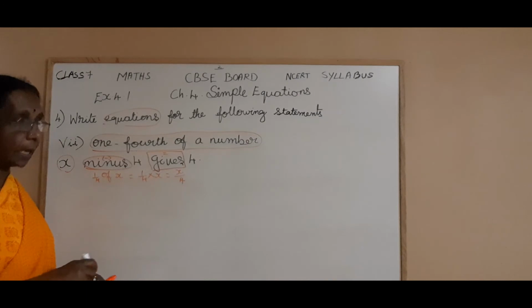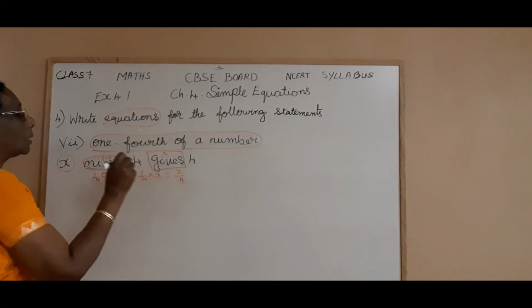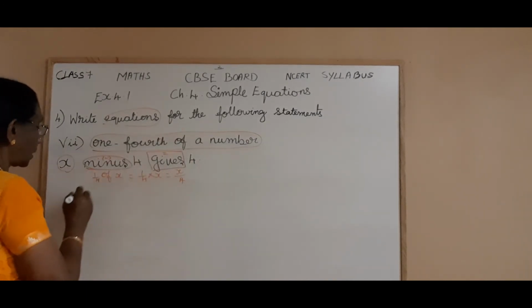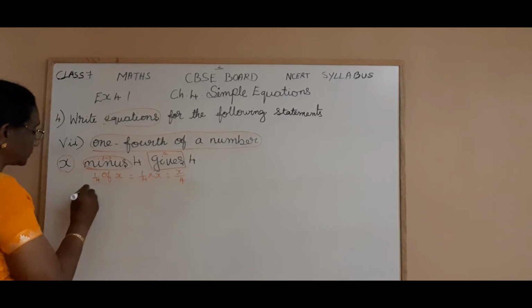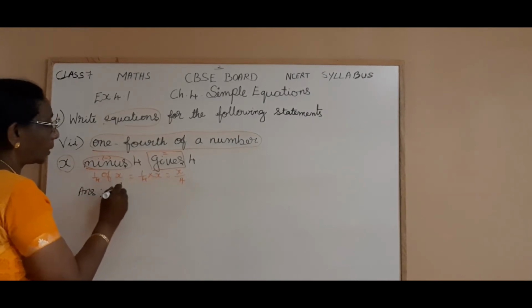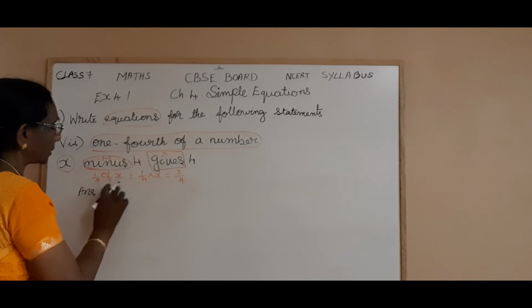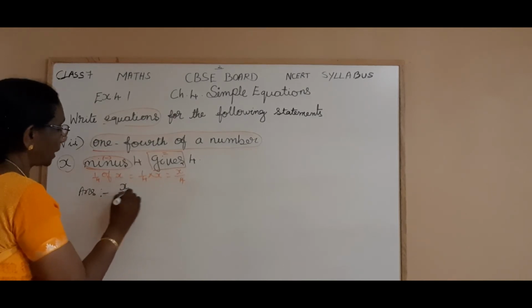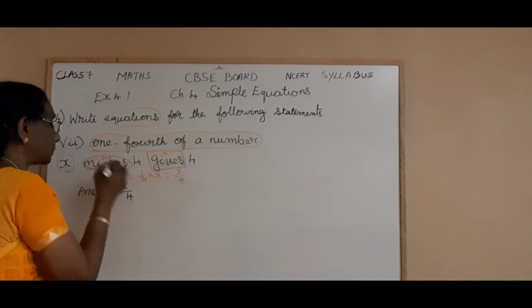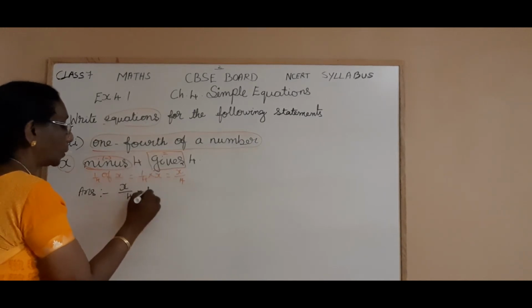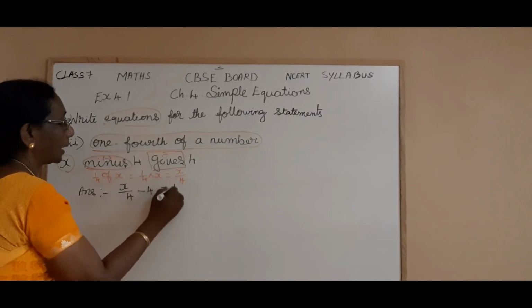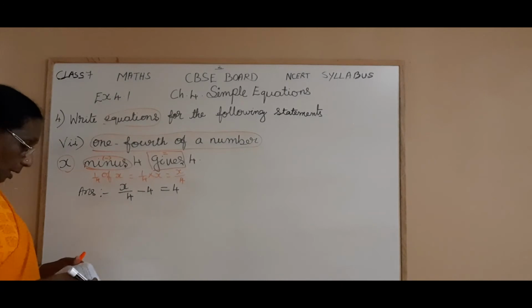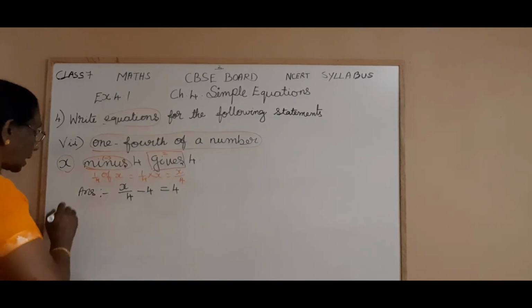Okay. This is the way you have to translate and write. Now the answer: x by 4. Then what symbol? Minus 4 gives means equal 4. Okay. Now next question, 8th question.